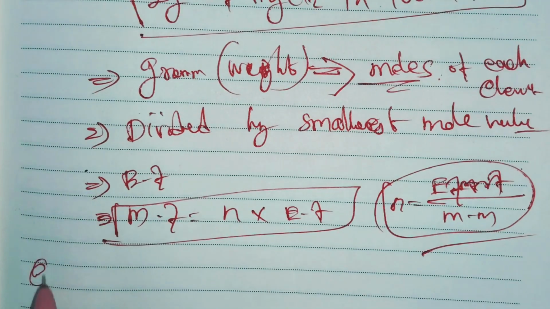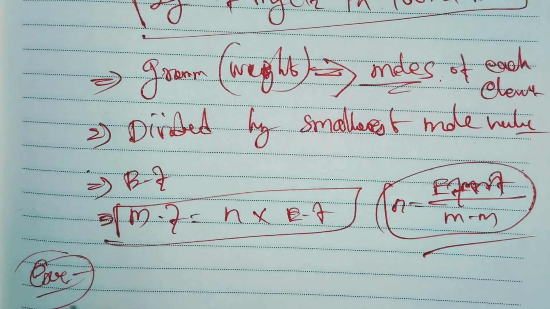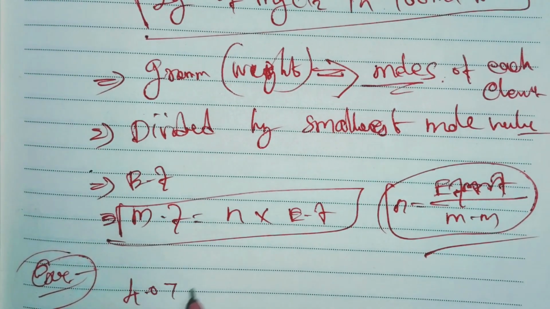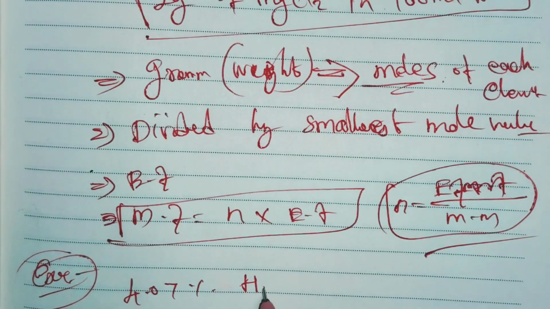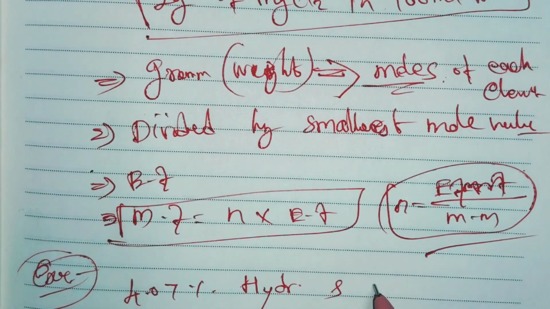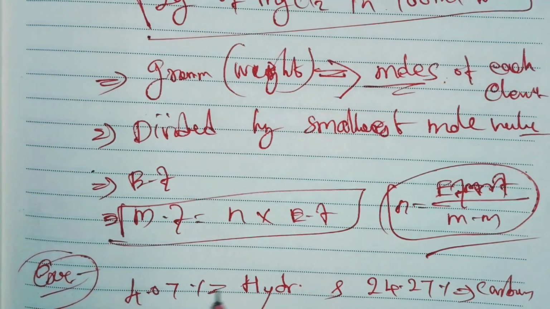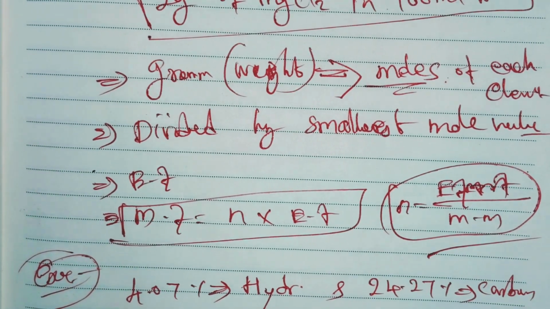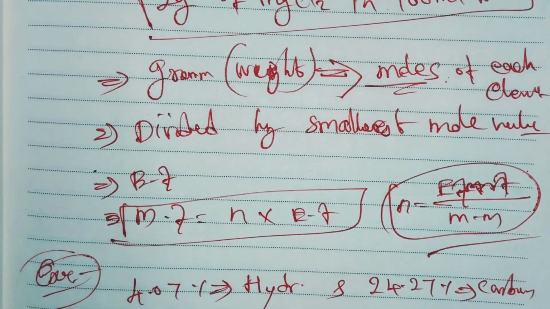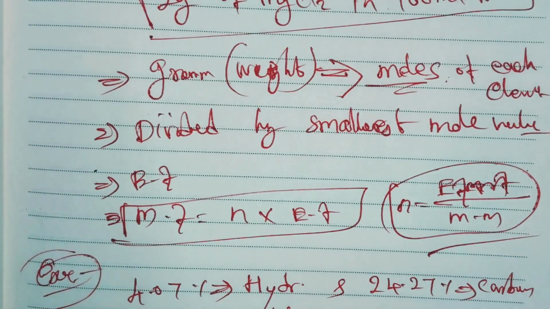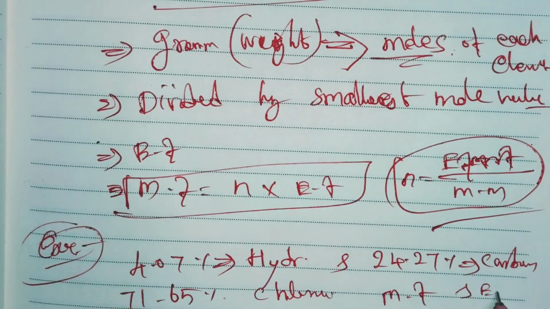For example, one question: a compound contains 4.07 percent of hydrogen, 24.27 percent of carbon, and 71.65 percent of chlorine. What is the molecular formula as well as the empirical formula?